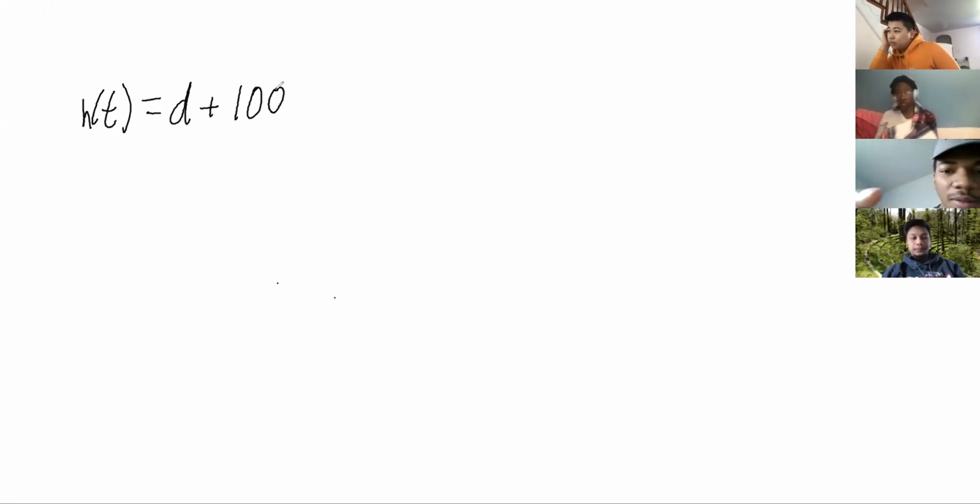h of t equals 70 plus 100 e raised to the negative 0.1 t. Right. Okay. So this is the function to be able to find. Our thinking was that we know the temperatures that we're trying to achieve.